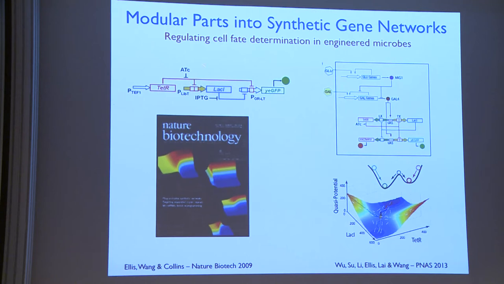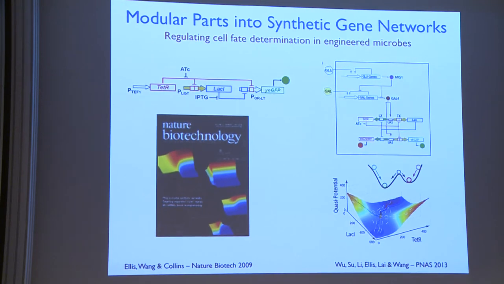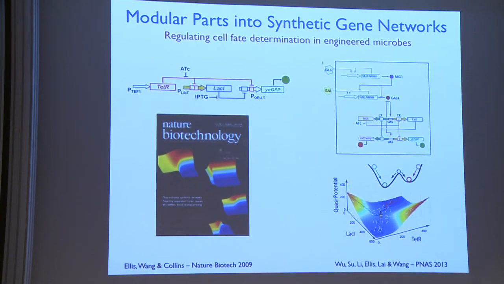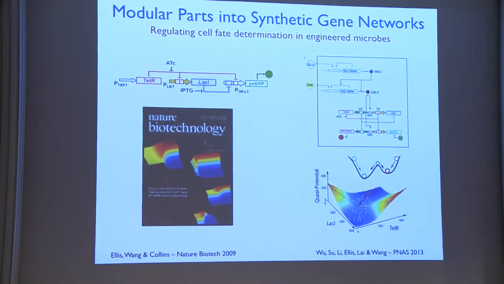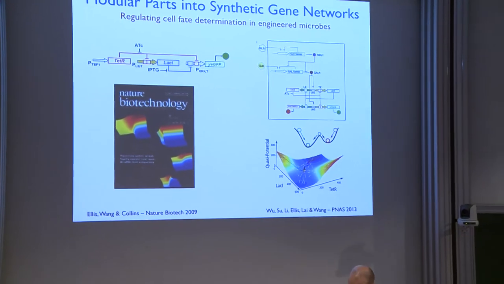And by simply changing the topology of the interactions of these regulators, we could get different effects, which is a way where, with a very limited number of parts, we can get a lot of diversity in the behavior of yeast.